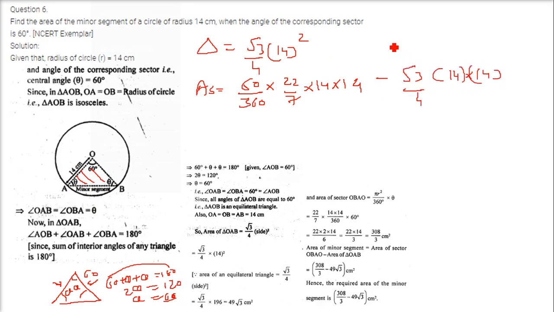And this is nothing but the formula we used earlier, if you remember: theta by 360 into pi r square minus sine theta by 2 cos theta by 2 r square. This we have already seen, so this is how the logic works here. When you solve this, you will get 308 by 3 minus, root 3 by 4 into 14 square will be 49 root 3. So this is the answer. This is the way you have to approach this type of question.